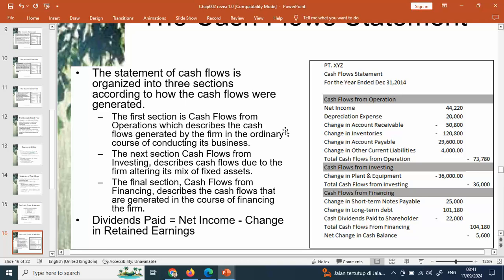Okay. So this also happens here, changes. Changes in operation, changes in investing, changes in financing. Investing on your assets, you buy more assets. Financing is when you change your financing in the company. Let's say on the operation.